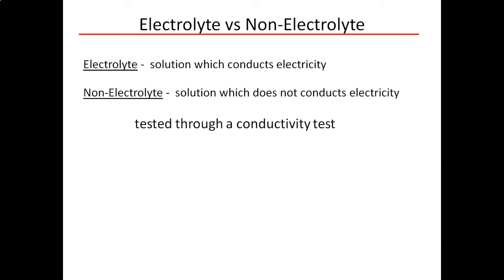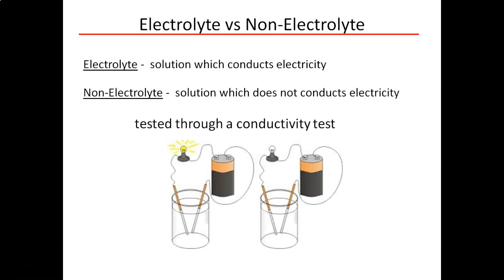The way we test this often is with a conductivity test. For a conductivity test, what we often will do is we'll hook up a battery to 2 metal probes and a bulb, and we'll stick the metal probes in our solution and see if the bulb turns on. If the bulb turns on, then it's an electrolyte, and that means that this solution will conduct electricity. If the bulb does not turn on, then it's a non-electrolyte. It means this solution does not conduct electricity. Often we describe our results as a bright bulb and dark bulb for a conductivity test.